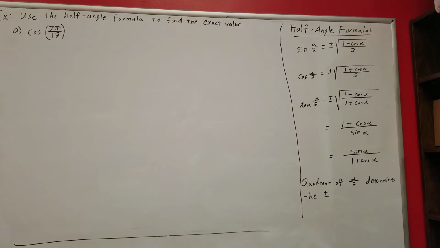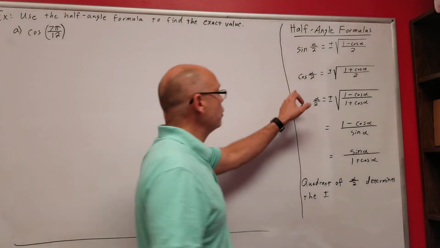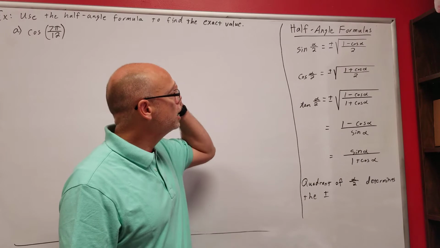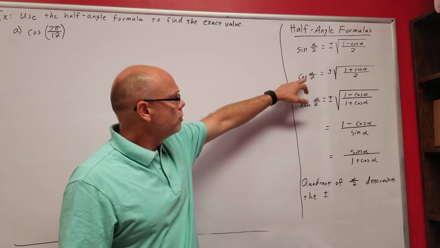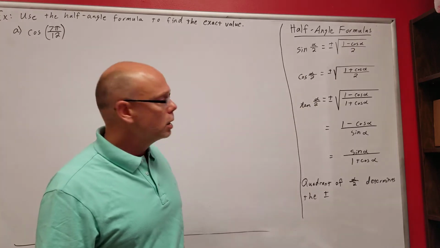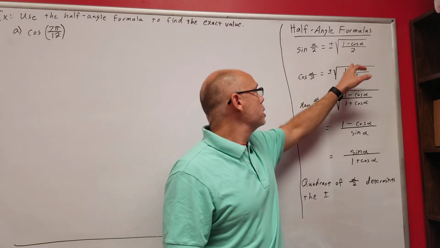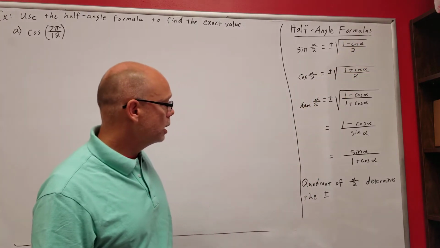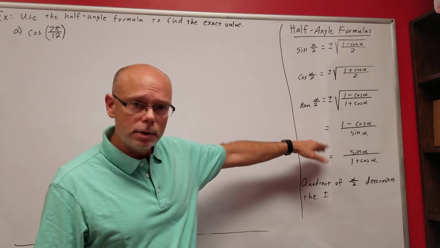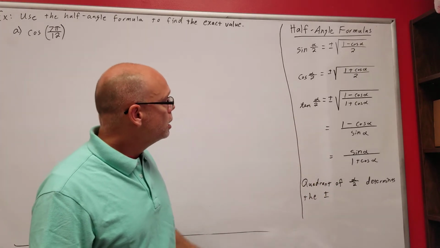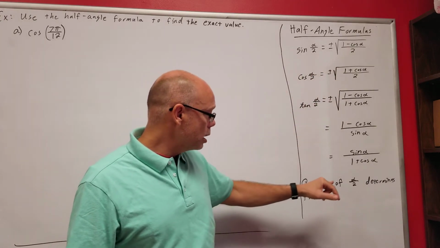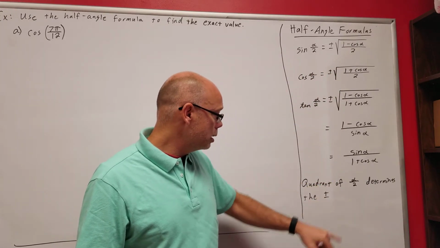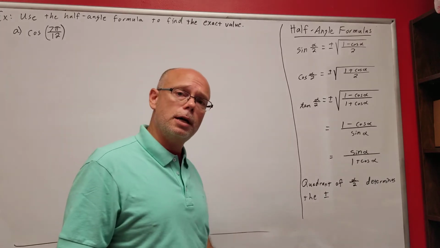Half angle formulas. Here are some half angle formulas. Memorize those. Notice that the sine of alpha over 2 and the cosine of alpha over 2 are the same, except what? The sign between the 1 and the cosine changes. And we have three forms of tangent of alpha over 2. Now, how do you know whether to use the plus or the minus sign? Well, that's determined by the quadrant in which alpha over 2 lies.